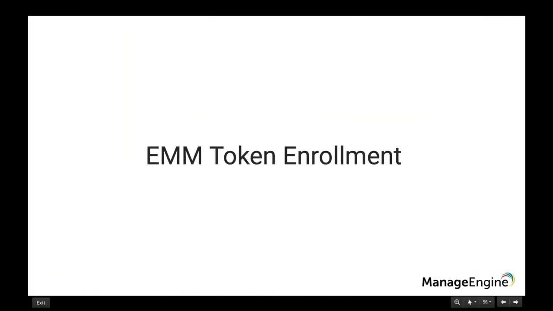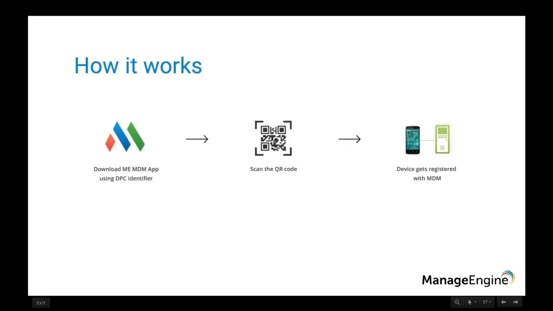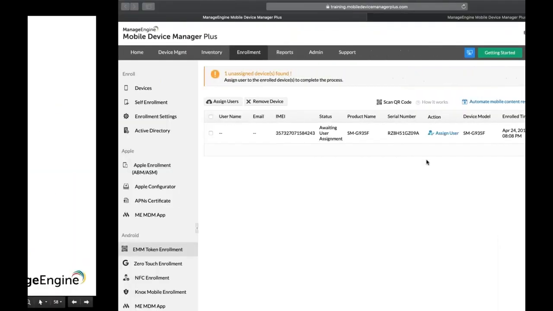Now for EMM token enrollment. So this is the counterpart of the Apple Configurator enrollment on the Android side. So EMM token enrollment is where the device would automatically install the MDM app using the DPC identifier that you provide, followed by which you would scan the QR code. And once the QR code is scanned, the device would get registered with the MDM solution.